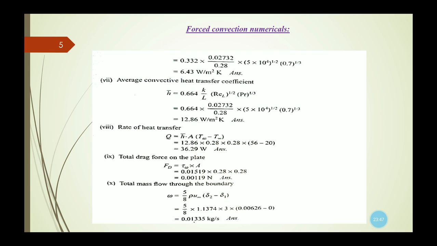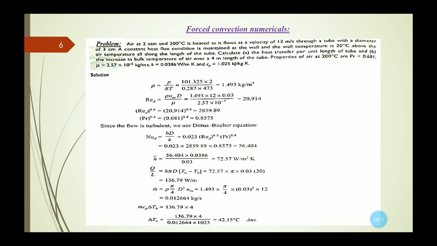0.01335 kg per second. So in this single numerical, we are getting 10 different formulas to calculate 10 different things. That's why this numerical was chosen here, so that the use of such formulas can be shown to you. So let us discuss the next numerical.